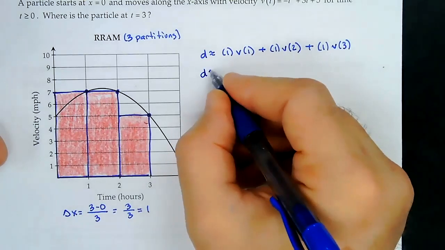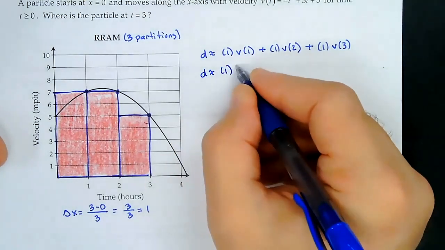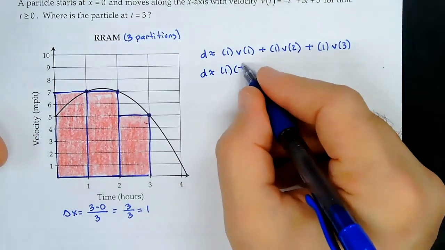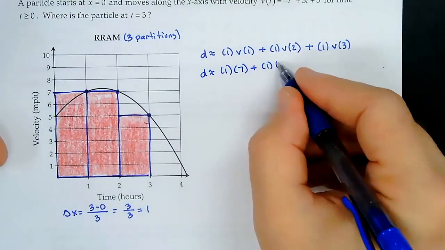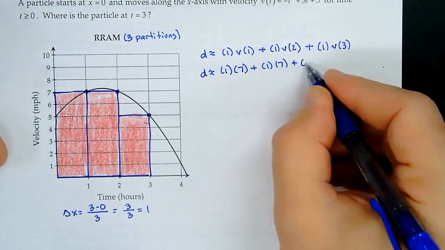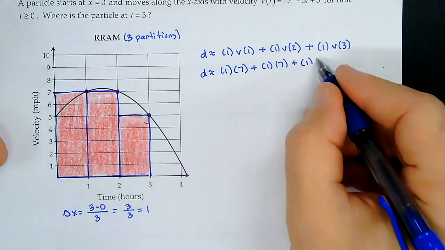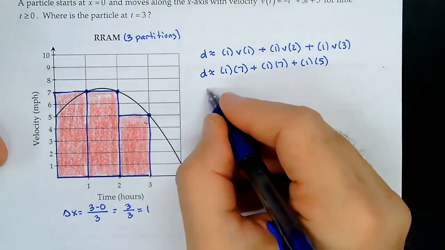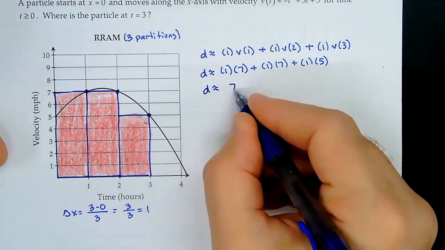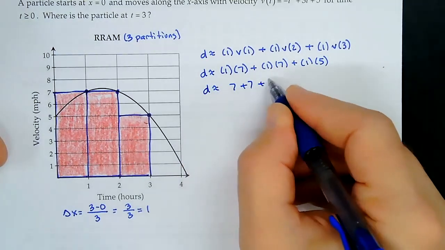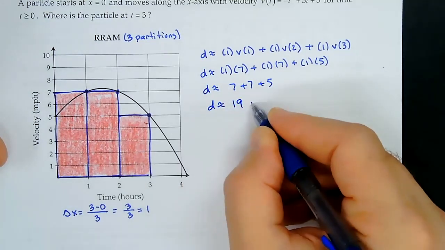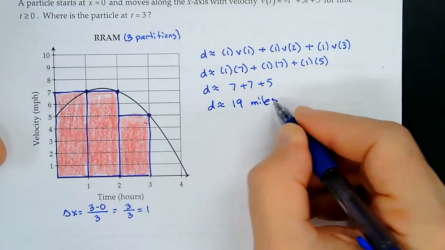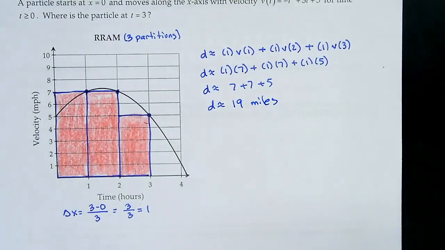So this distance could be approximated. This would be 1 times V of 1, which is 7, plus 1 times V of 2, which is also 7, and then plus 1 times V of 3, which is 5. So this turns out to be 7 plus 7 plus 5, or 19 miles.